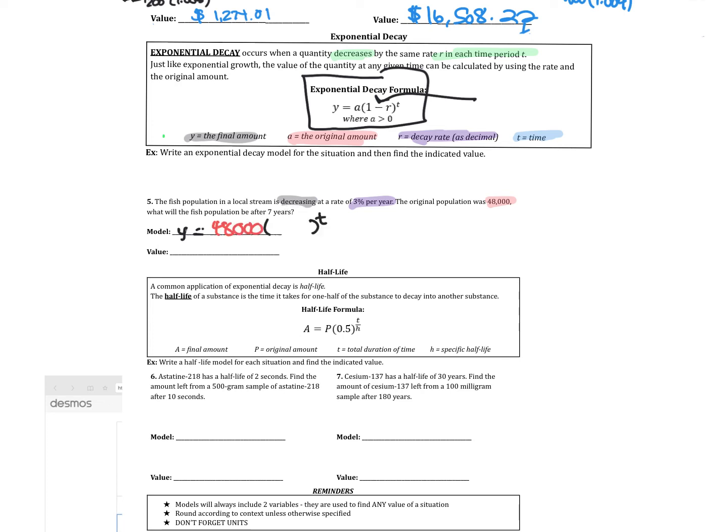Let's rewrite that. That looks better. And then to figure out what goes inside the parentheses, my rate is going to be, as a decimal, 0.03. And if we're doing 1 minus 0.03, we're going to get 0.97 inside. So there's our model. I can tell it's a model because there's a y and a t. Now we're going to evaluate that model after the indicated amount of time, which is 7 years. So find the value after 7 years means we're going to plug in 7. So 48,000 times 0.97 to the 7th.